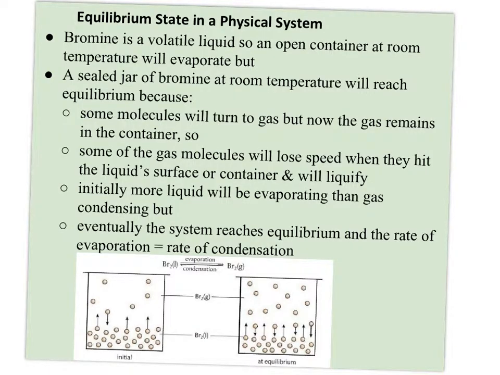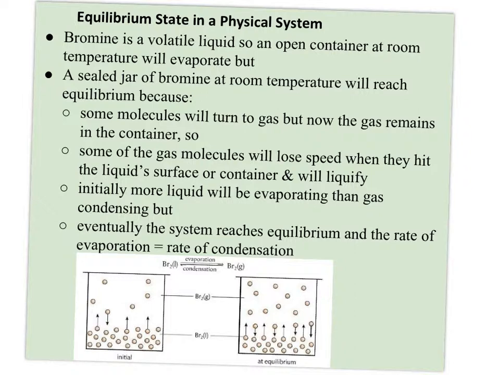We could talk about equilibrium in physical systems like ice melting, water boiling, or in chemical systems. So to describe a physical system, bromine is a volatile liquid, meaning it easily evaporates, becomes a gas. So an open container at room temperature will evaporate, but if you put it in a sealed jar at room temperature, some of the molecules will turn to gas, but now the gas remains trapped in the container. So some of those gas molecules will lose speed when they hit the surface of the liquid or hit the side of the container, and they'll end up reliquefying.